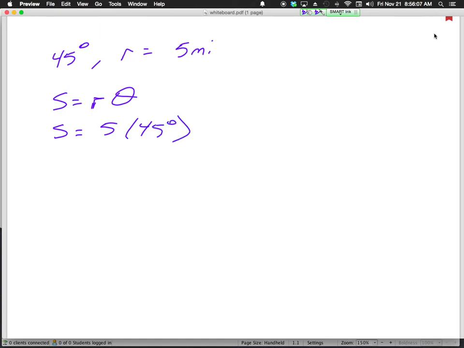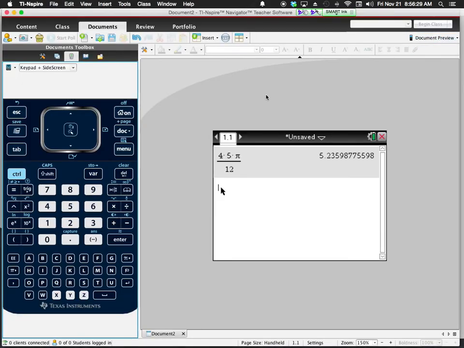Are we happy with that? No. Why not? It has to be in radians. So what do I need to multiply by to make it radians? Pi over 180. Can you multiply 45 by pi and then do the division? Oh yes, you can. So then I can do all this at the same time on my calculator. I'm going to do 5 times 45 times pi divided by 180. Press enter. We get 3.926.